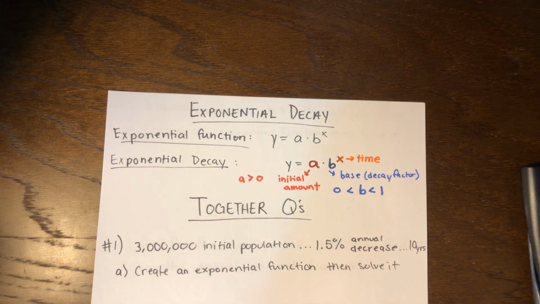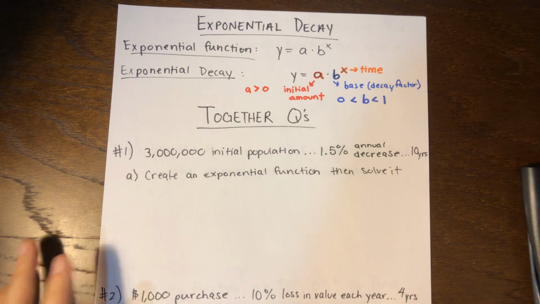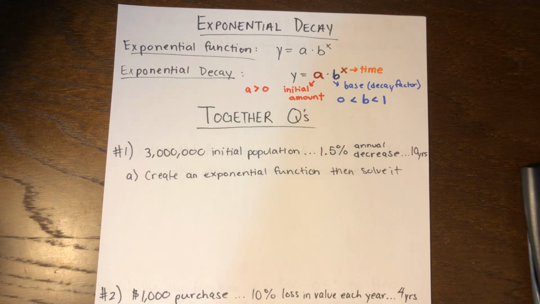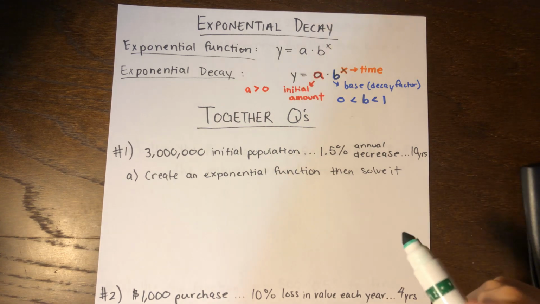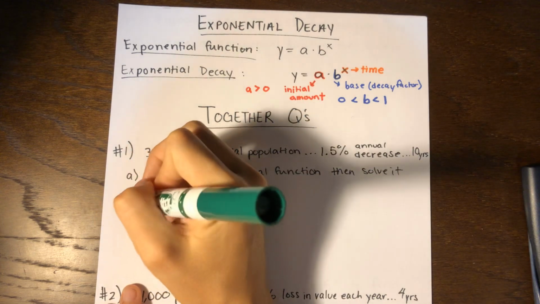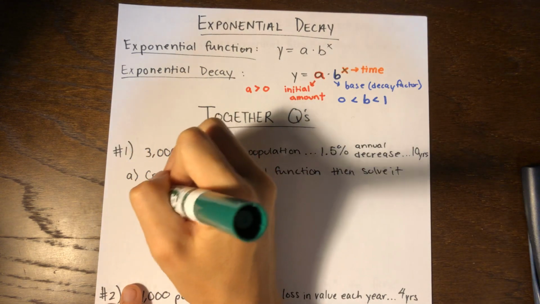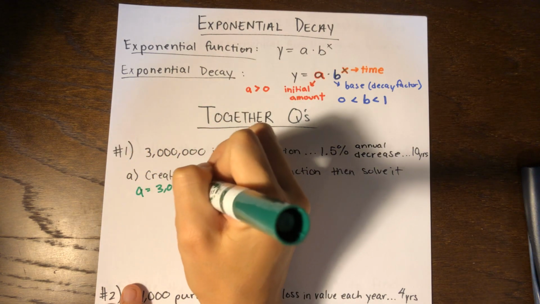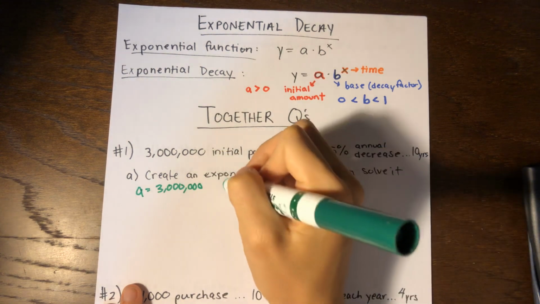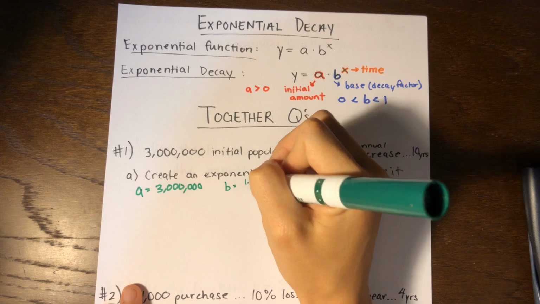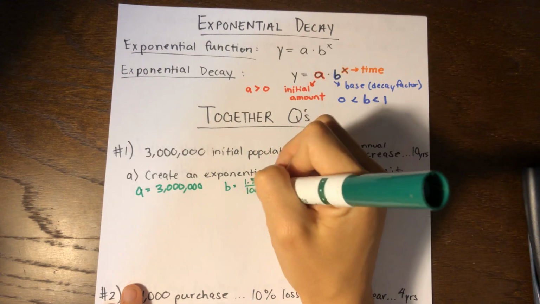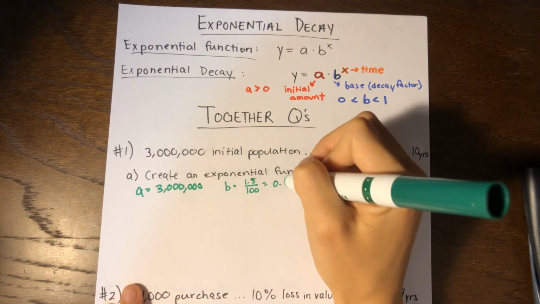So let's do the first one together. We have 3 million as the initial population. There's a 1.5% annual decrease, and they want to know after 10 years. The first thing we need to do is say A is the 3 million. For b, first we need to do 1.5 divided by 100, and we get 0.015.